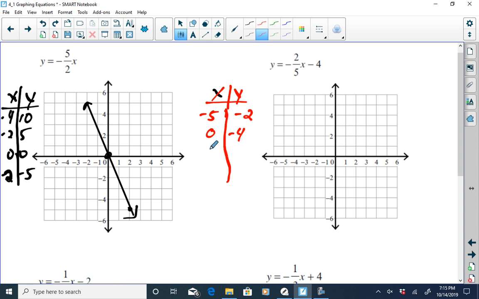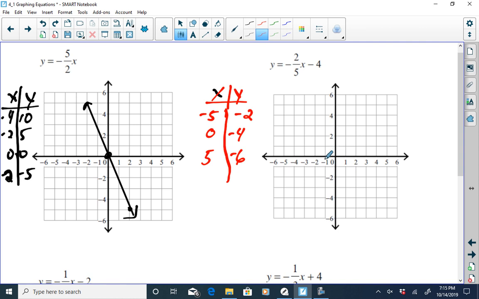All right, and then let's try positive 5. Negative 2 fifths times 5. Negative 2 times positive 5, that's negative 10. Divided by 5 is negative 2. Negative 2 minus 4 is going to be negative 6. Looks like those ordered pairs are going to fit.